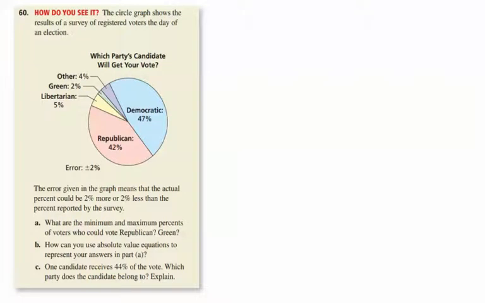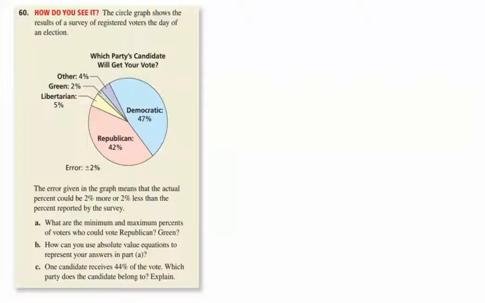Okay, in problem number 60, how do you see it? The circle graph shows the results of a survey of registered voters the day of an election. So, for example, 47% in the light blue are registered Democratic, 42% in the pink are Republican, Libertarian in the yellow 5%, green 2%, and other in the purple 4%.